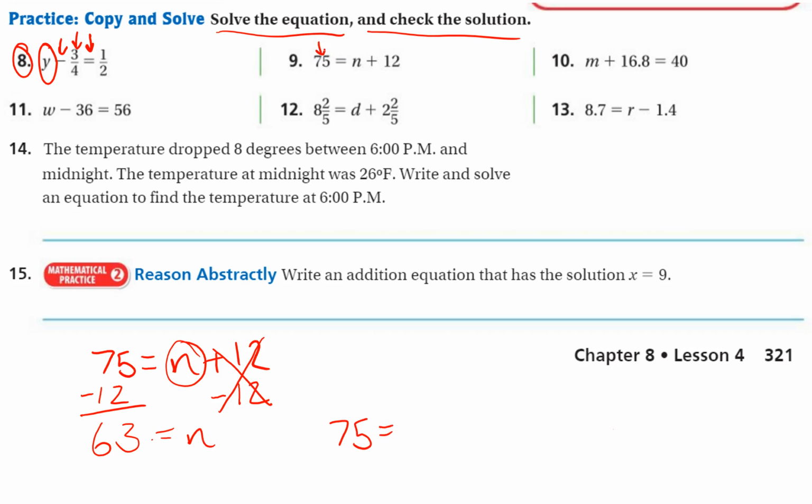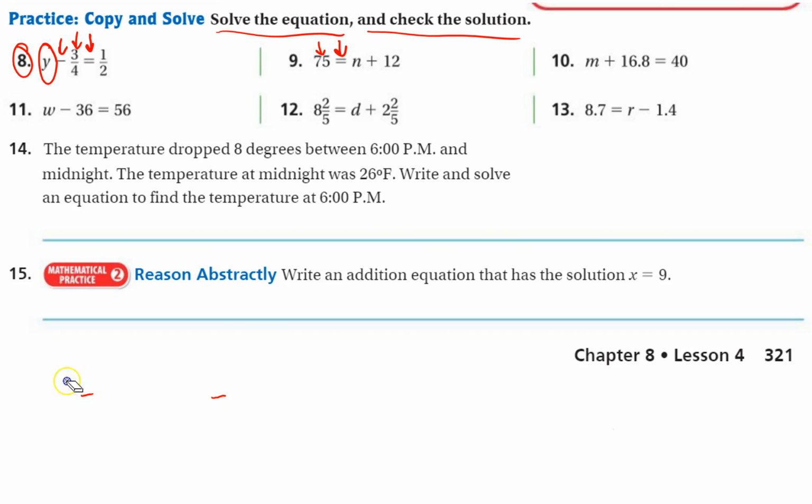75 equals, and then in place of n, I'm going to put my 63 plus 12. 63 plus 12, does that in fact equal 75? Yes, it does. This checks out. Okay. Let's do another example, number 10.